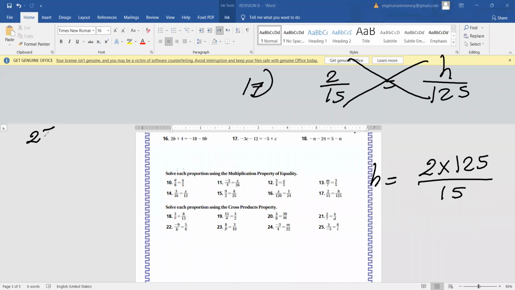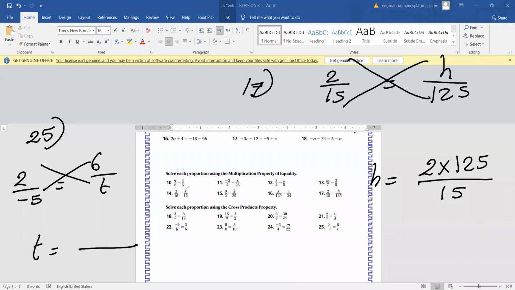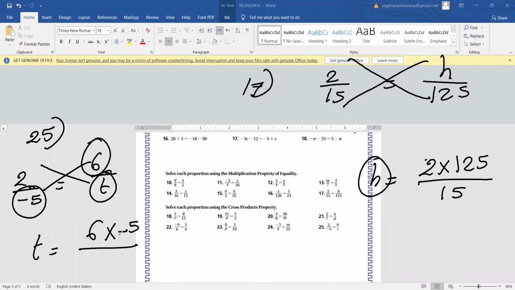If I have number 25: 2 over negative 5 equals 6 over t. T equals what? Which is multiplied and which is divided? Which multiplied, which divided? This is divided and this is multiplied. Here, 2 multiplied by 125 over 15. Say it with me. T equals negative 5 multiplied by 6, divided by 2.